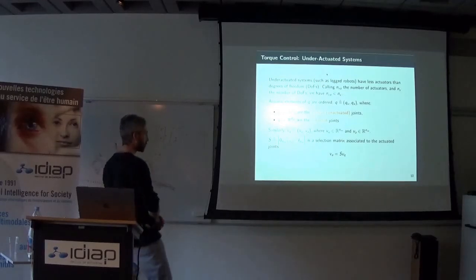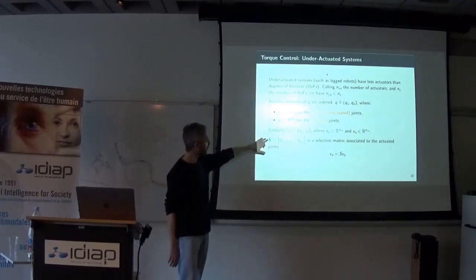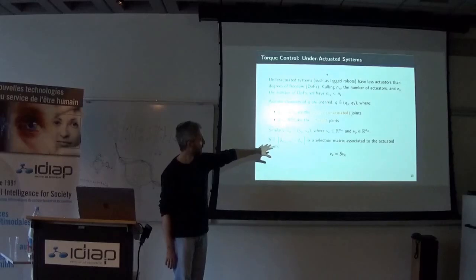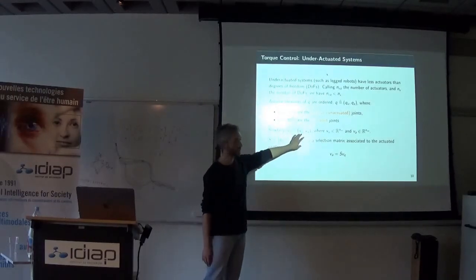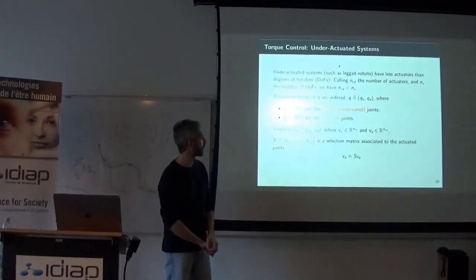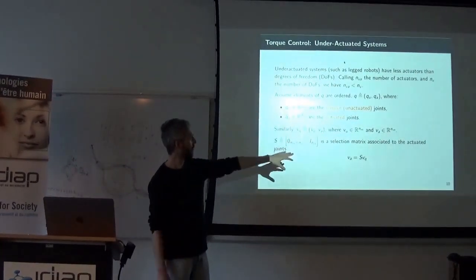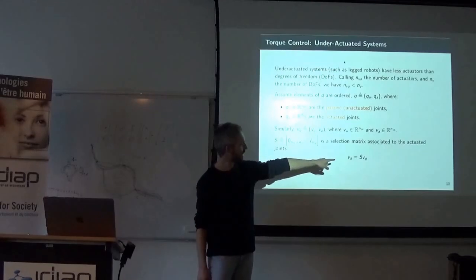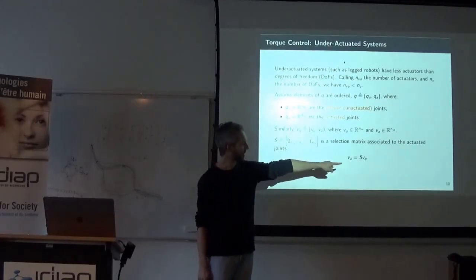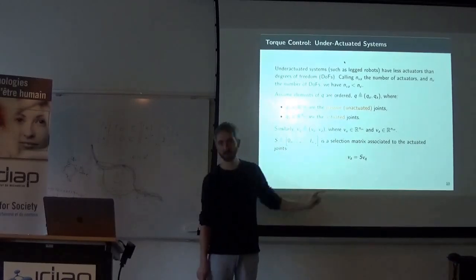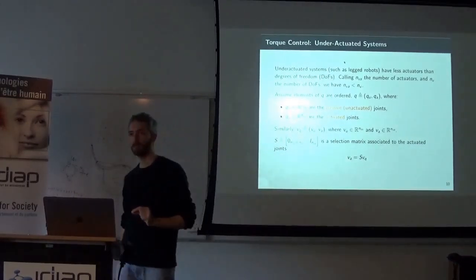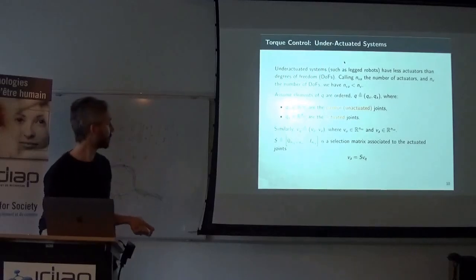And we can introduce this S matrix, which is a very simple matrix. You just have zeros on the left and the identity matrix on the right. It's a selection matrix because if you multiply S times the velocity vector, it selects only the velocity of the actuated joint.